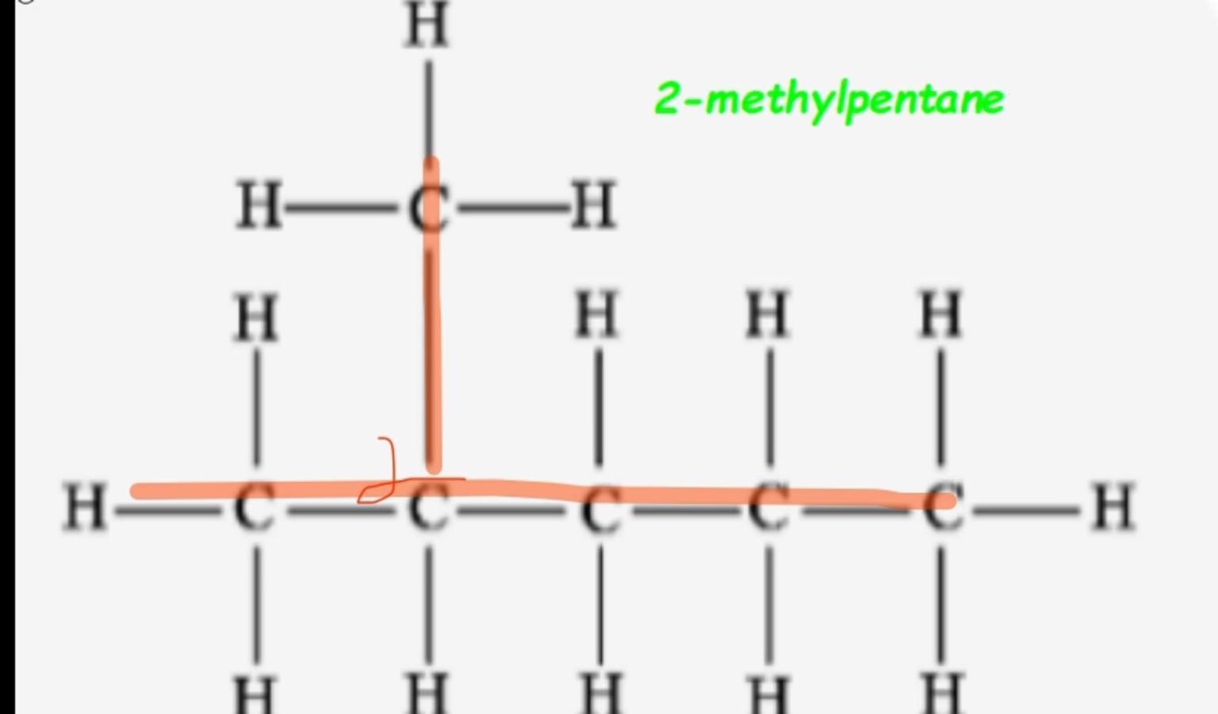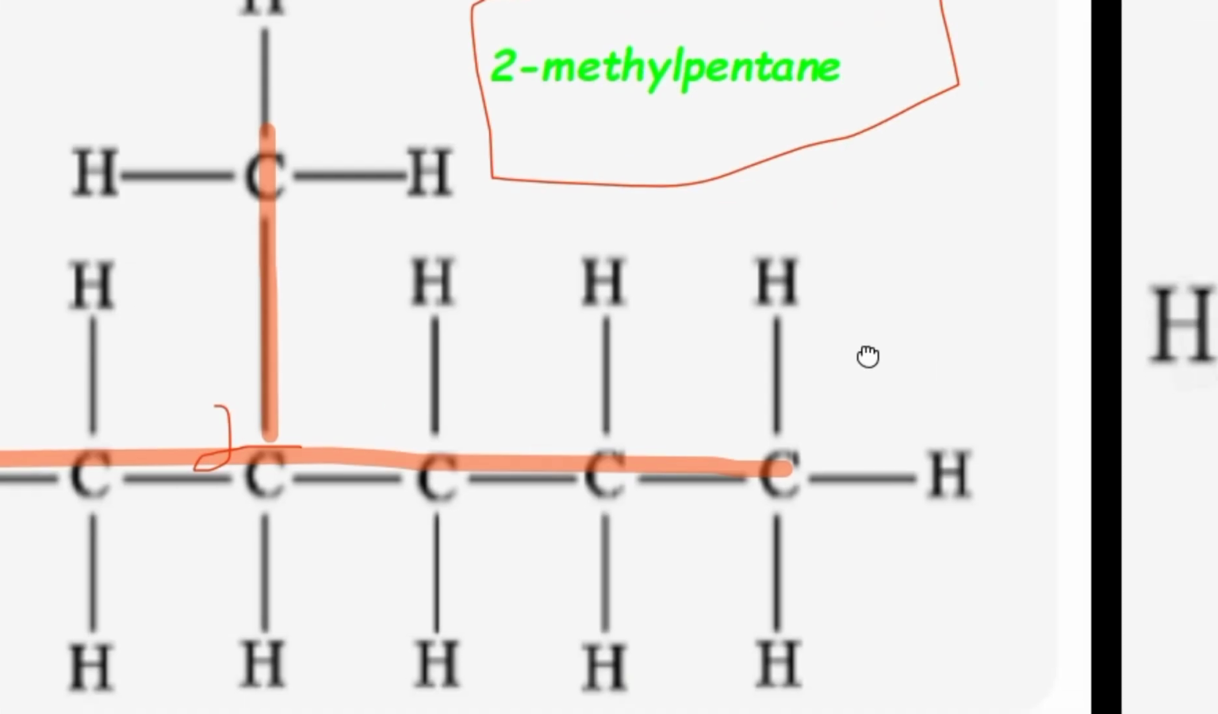The name of this compound is 2-methylpentane. Remember how we arrived at the name. And this compound is an isomer of hexane because the total number of carbons in this structure is 6. Let's check another compound that is an isomer of hexane.